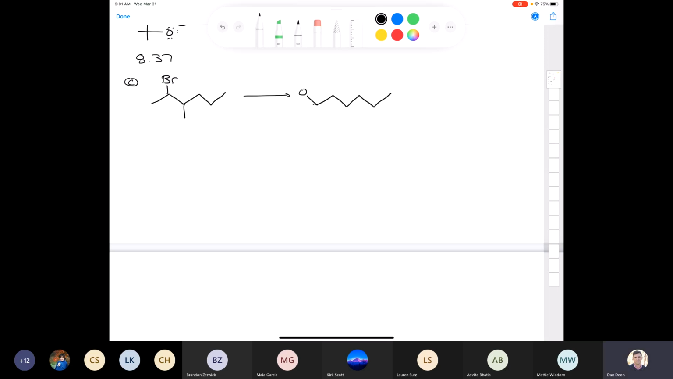This is the primary alcohol we're trying to make, and this is it here. I'm just going to move this away from the arrow. Okay, how would we make that primary alcohol? Does anybody have an idea before I get into the nitty-gritty? Any kind of ideas?